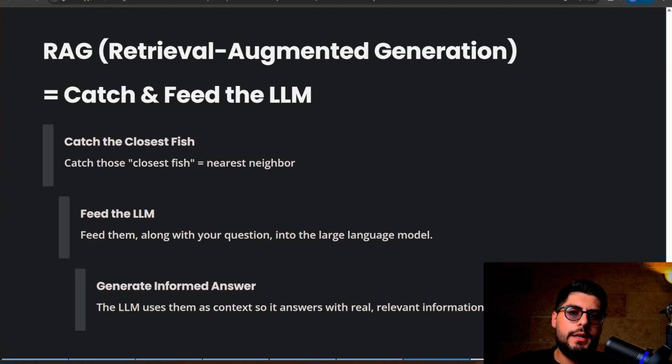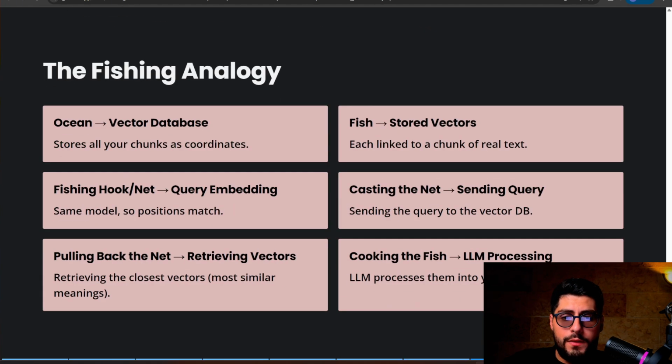And the answer would be strawberry, vanilla, and chocolate flavors. This is the simplest way someone can explain RAG and vector databases to you. So I'm gonna recap it one more time for you to fully understand it.